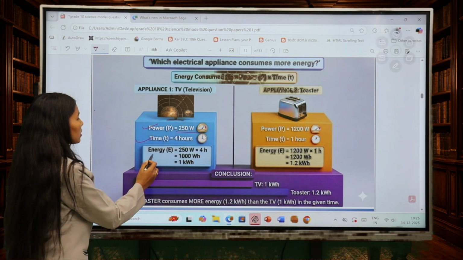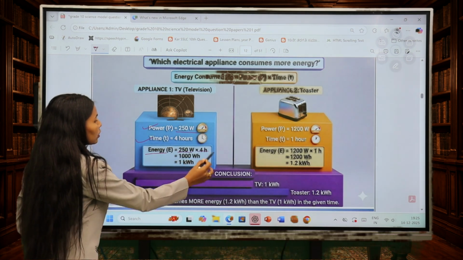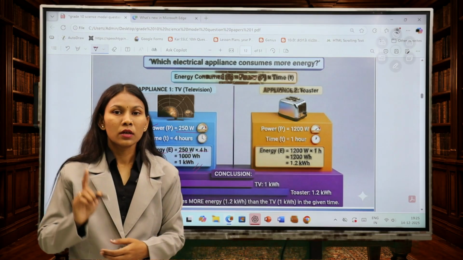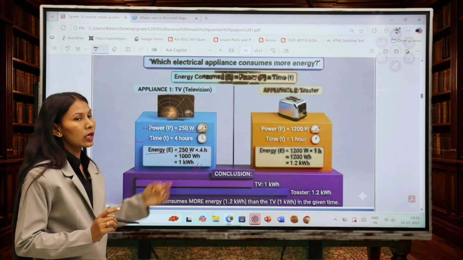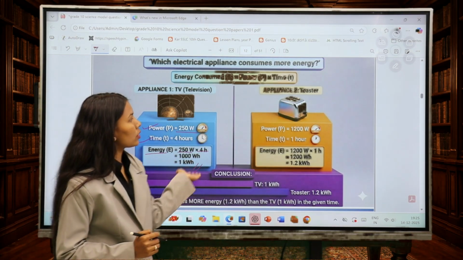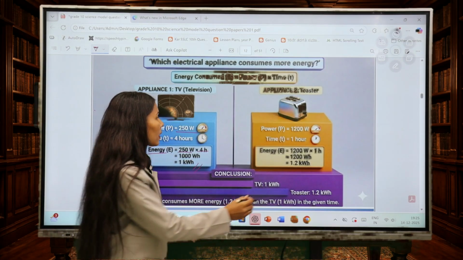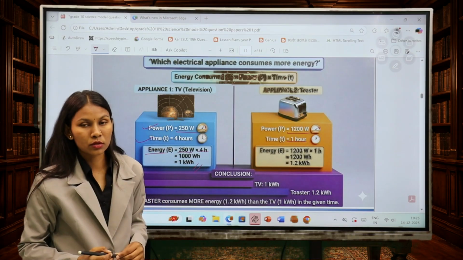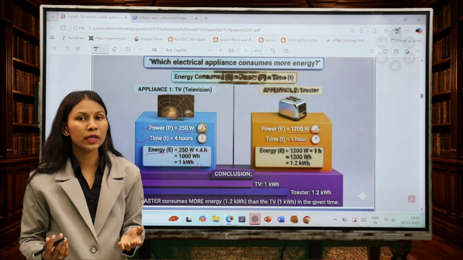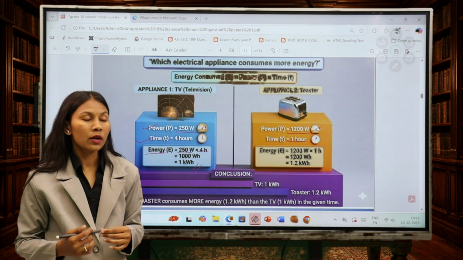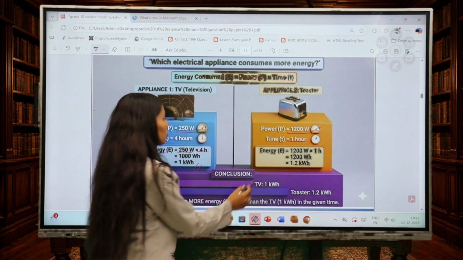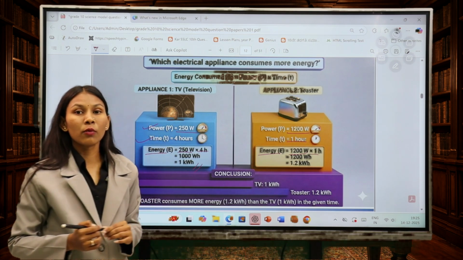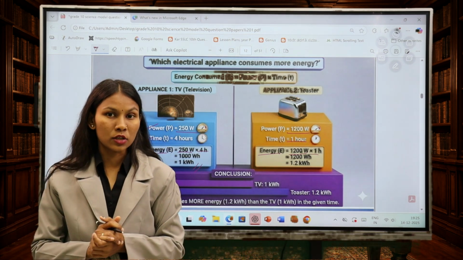So let's calculate this. Energy is equal to power into time. So the answer will be 1 kilowatt hour, which means the energy consumed by the TV will be 1 kilowatt hour. Once we go to the next appliance, that is a toaster, it consumes 1200 watts within 1 hour. So let's calculate this also. Energy is equal to power into time. So this consumes 1.2 kilowatt hour energy.